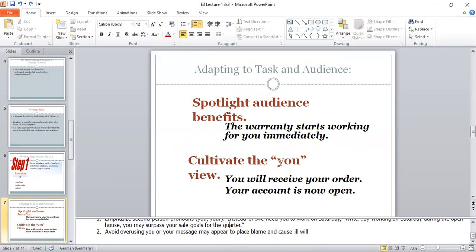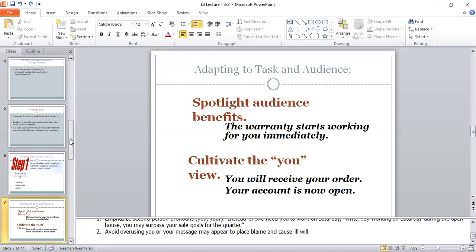The other thing we have is cultivate the you view. I've already explained this one to you. We have an example here for both of them. Spotlight your audience benefit means, for example, the warranty starts working for you immediately. And the second one, cultivate the you view, means you'll be using you terminology, the you pronoun there. So you will be addressing them. You will receive your order. Your account is open now. In this way.